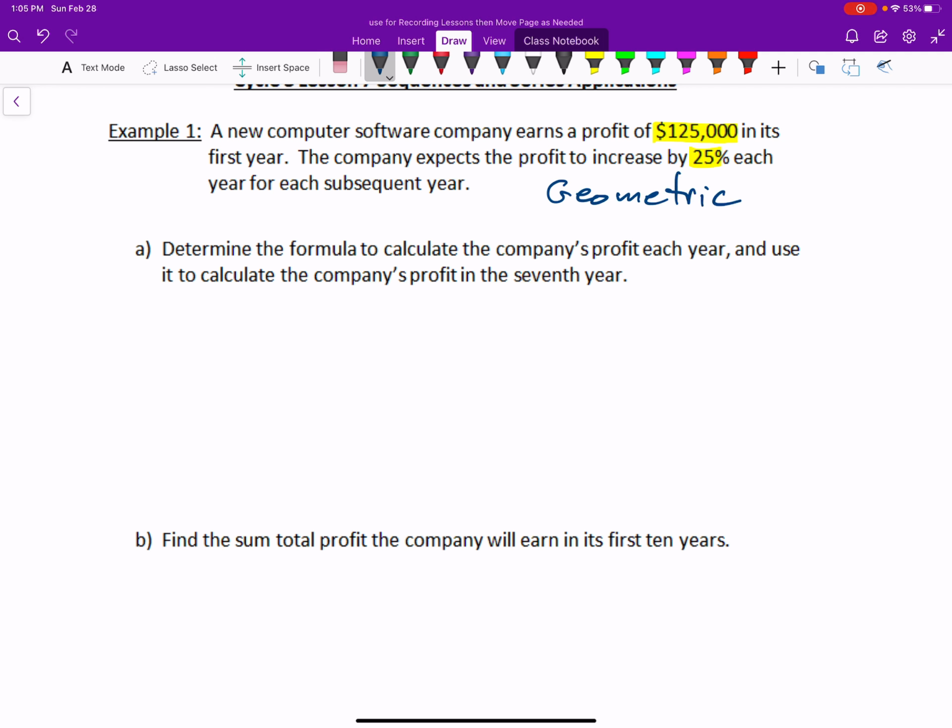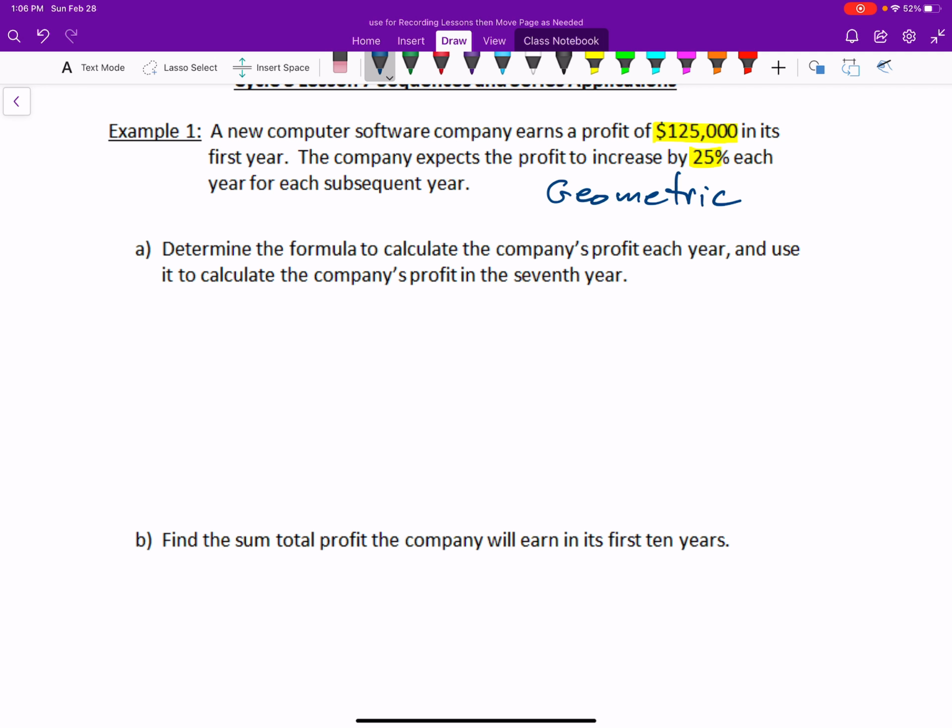It's not adding. If it said something like they're going to add $25,000 every year, then it'd be arithmetic. But each year is going to add a certain amount more. So if I take 25% of 125 to add it for the second year, then obviously I'll have a bigger amount, and it's going to go up by more the next year, the third year, and then more again by the fourth year. Again, it's a regular multiple, that 25% increase, making it geometric.